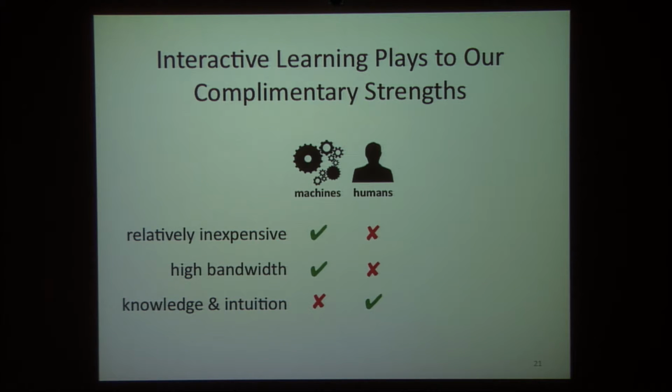So I think this interactive learning paradigm plays to our complementary strengths. Machines are relatively inexpensive compared to people. They don't have much of anything better to do but crunch the data we give them. We do have better things to do. So active learning can help minimize the costs of human annotation in this loop.